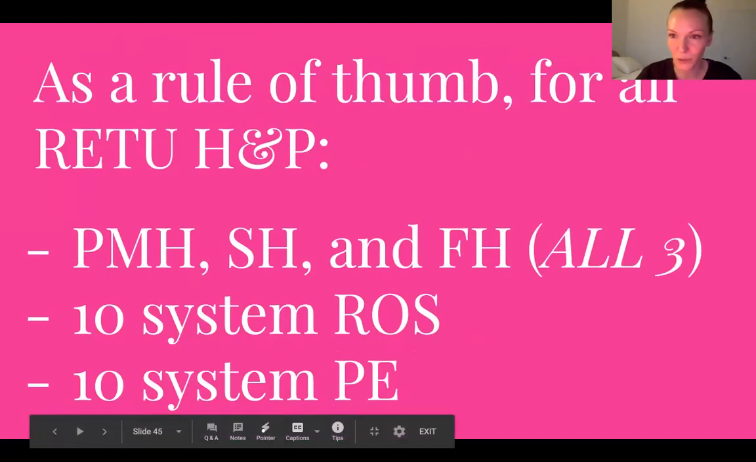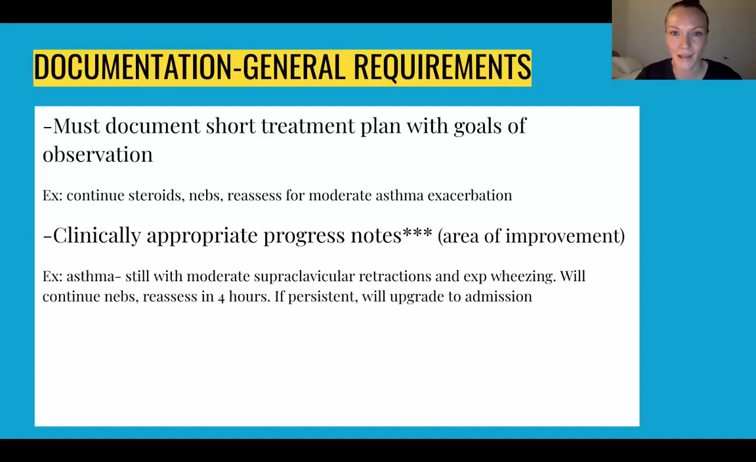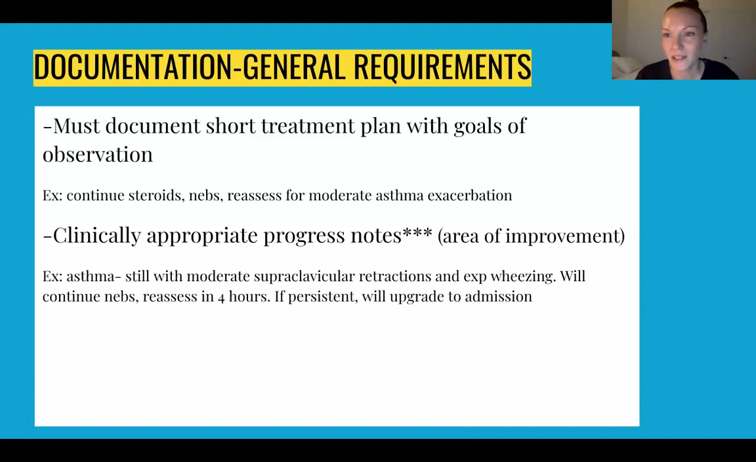And just as a general rule of thumb for OBS H&Ps, make sure it has all 3 of those elements and just include 10 review of systems and 10 physical exam, and you'll meet those requirements every time. So obviously your assessment and plan doesn't have to be that detailed. It can be just a very short treatment plan with goals of observation. So if it's an asthmatic, continue steroids, nebs, reassess. There's not much more you have to say there. And then if there's a change in their status, obviously put a progress note in just because that's good documentation anyway.